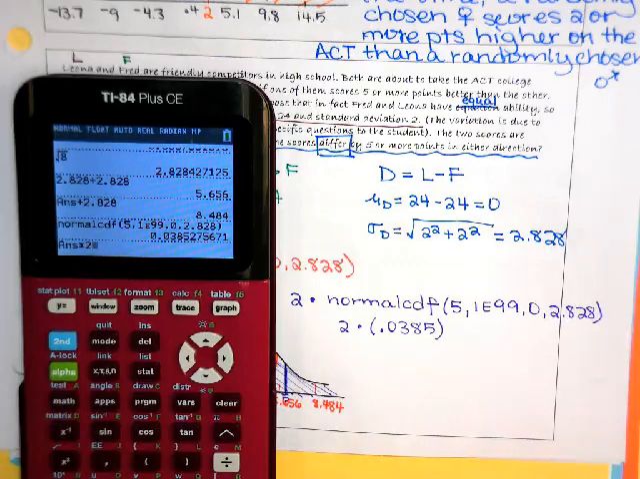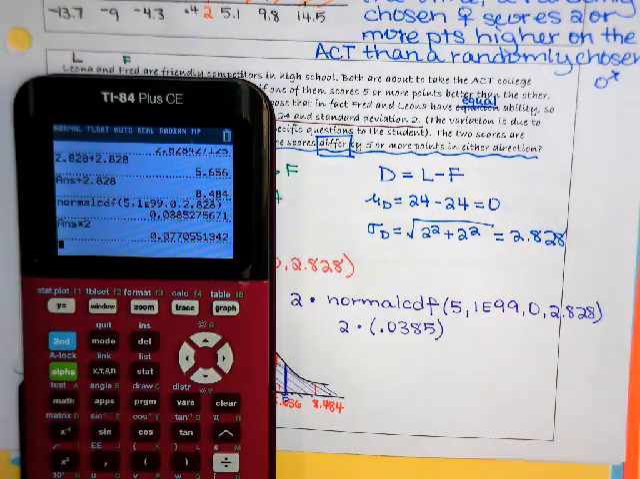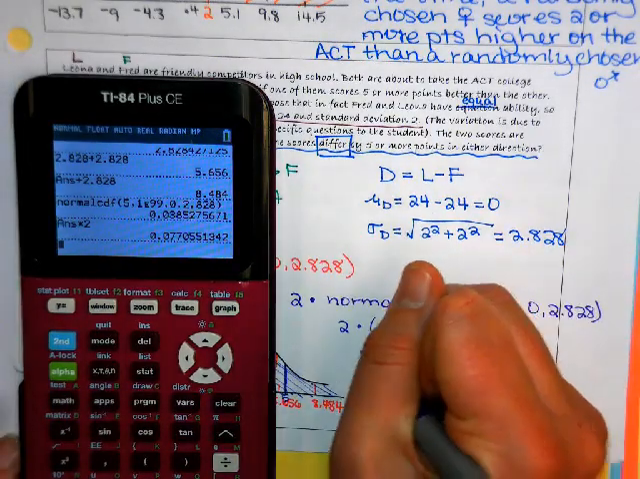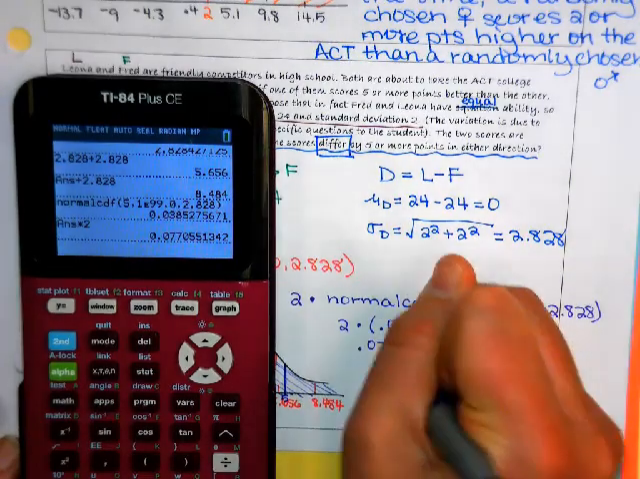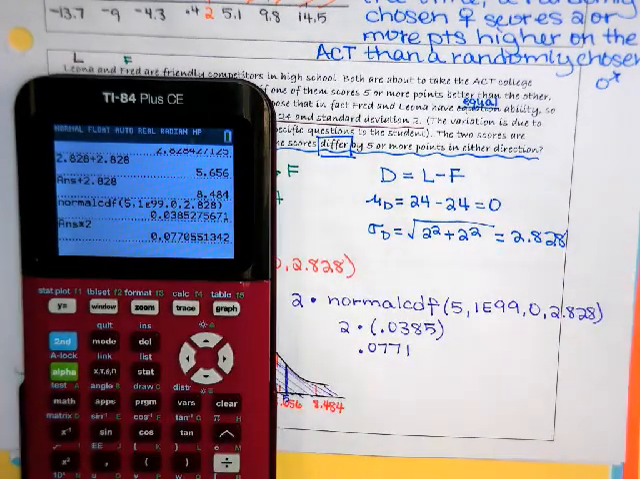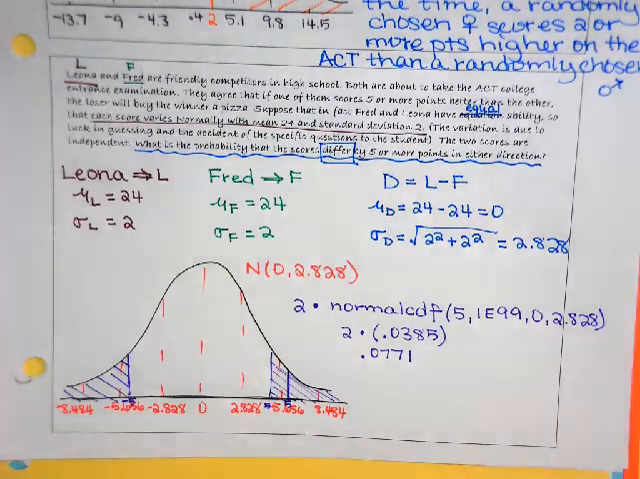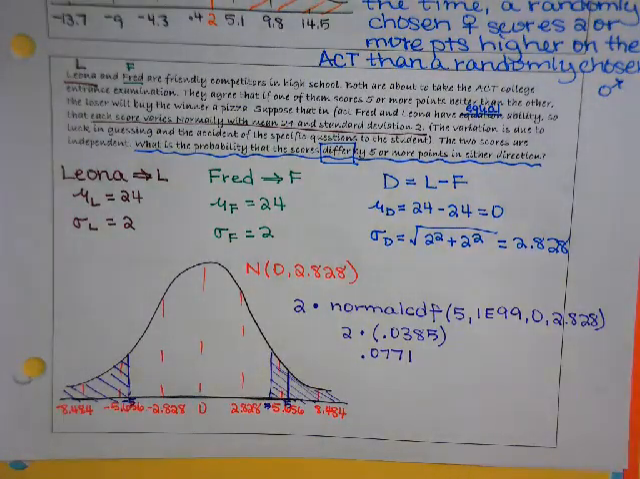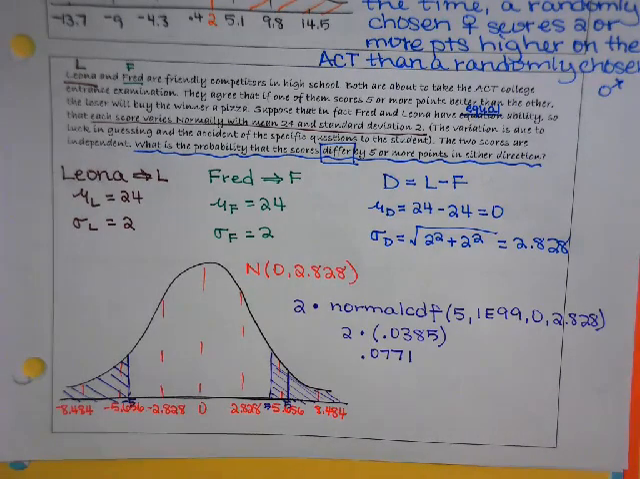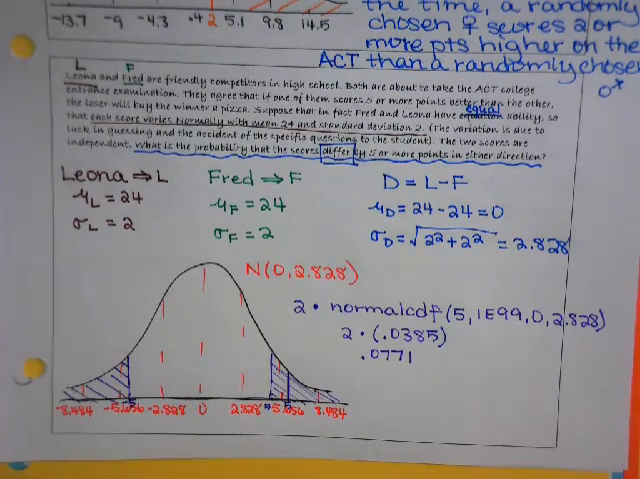So what does our answer tell us? And if there's a difference of 5 or more points, what's going to happen? One of them buys pizza. So there's a 7.71% chance that somebody buys somebody pizza?